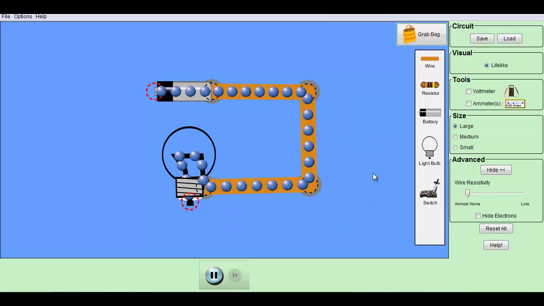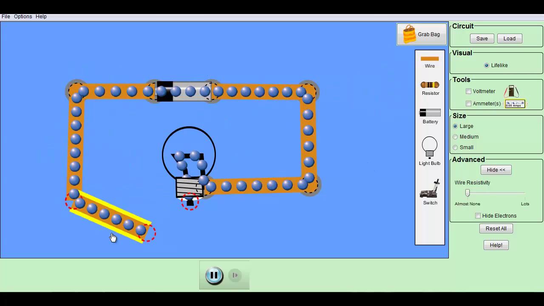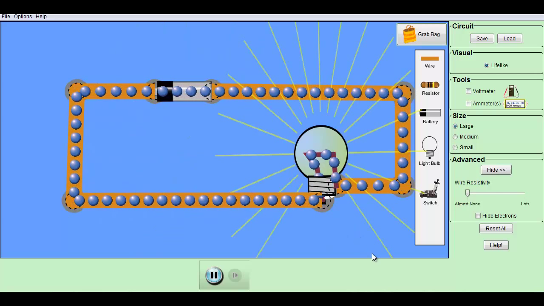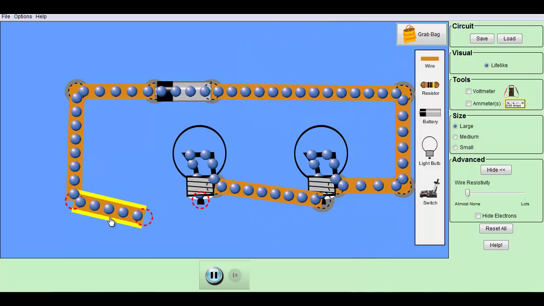A circuit means it's connected at both ends, at both the plus and the minus of the battery, and also the plus and the minus of whatever I'm connecting up. So the bulb in this case, see that works. It's got to go around in a circle, or a circuit.